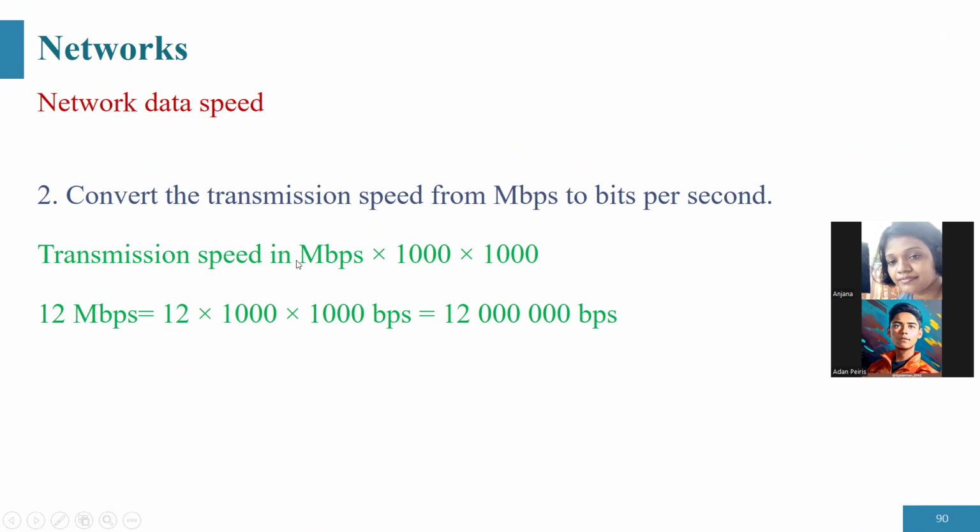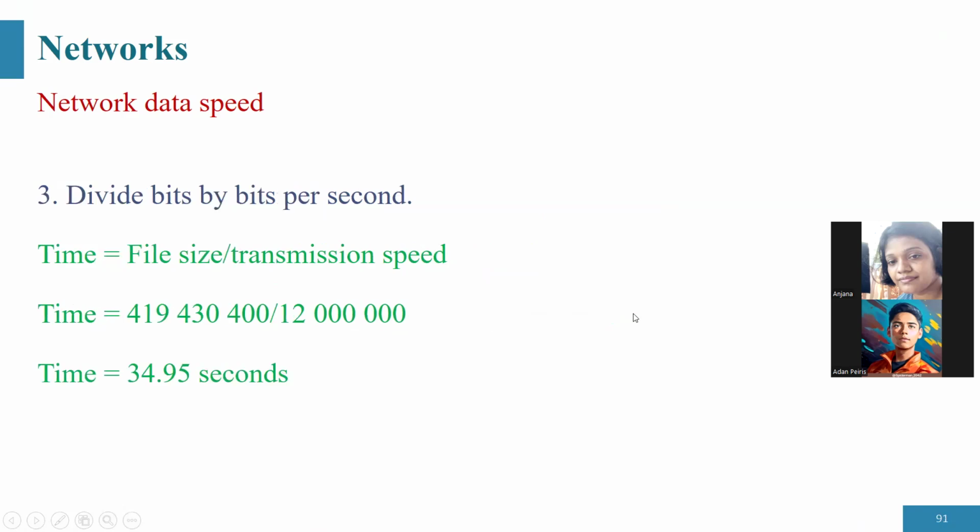Transmission speed in megabits is 12. Mega becomes kilo by 1000, and then kilo becomes a unit by another 1000, so that is bits per second. Finally, we got it.